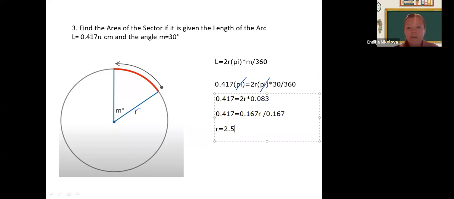So now we will have that r equals 2.5 centimeters. So now I can find out how much is the area of the sector, sorry. We have r given, we have the angle given, so I can just put it inside.